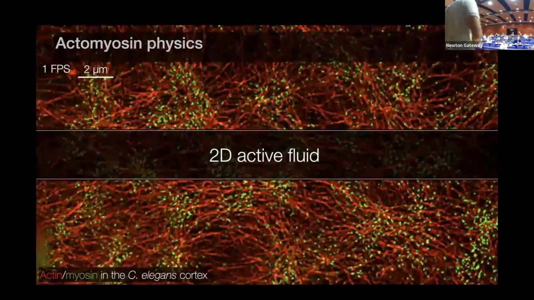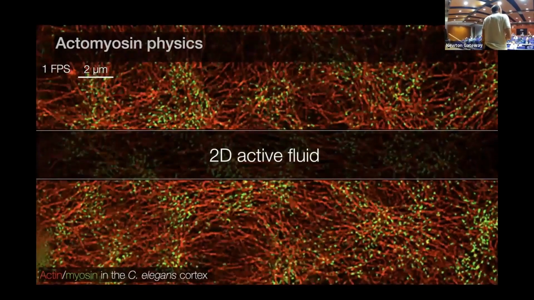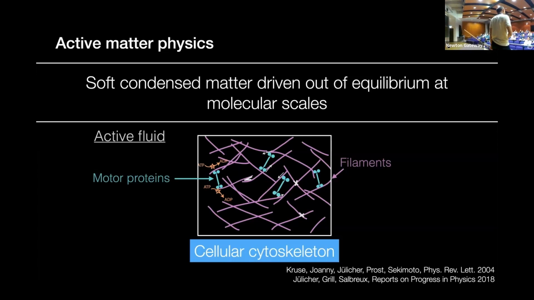So this falls into the realm of active matter physics. This is essentially a two-dimensional active field. So here, perhaps a definition of active matter physics. Might not be needed for this audience, but I'm still going to read it out. So this is essentially a material that is at molecular scales driven out of equilibrium, precisely because it's got ATP, it's got chemical fuel available to generate forces at molecular scales that can turn to stresses at more mesoscopic levels.